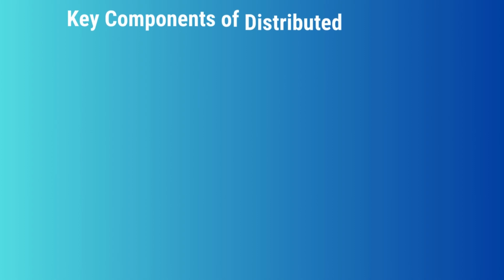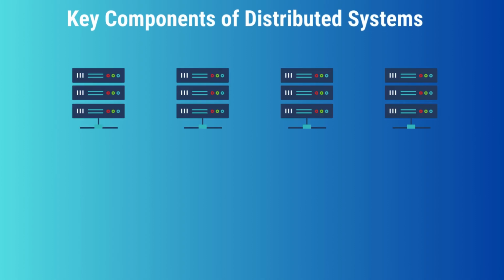To understand distributed systems better, let's look at their key components. First, we have nodes. These are the individual computers or servers that work together to form the system. Nodes can be physical machines or virtual instances, and each one plays a crucial role in the overall functionality of the distributed system. Next, we have communication. This is how the nodes exchange information with one another. Effective communication is vital for the nodes to synchronize their operations and ensure they are working together efficiently.